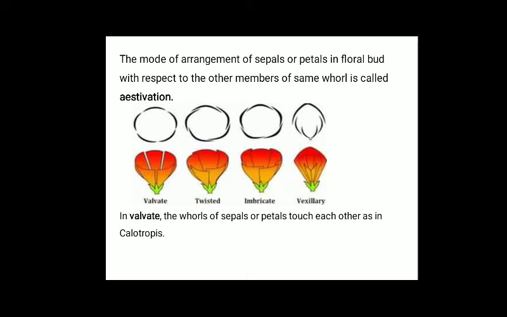Then, the mode of arrangement of sepals or petals on the floral bud with respect to other members of the same whorl, we call aestivation. Aestivation is of various types. First, we will discuss valvate aestivation. This is the structure of valvate aestivation. When the sepals and petals just touch each other, as in the case of Calotropis. Calotropis, that is, the Ekka plant. So here one petal or one sepal just touches the other.